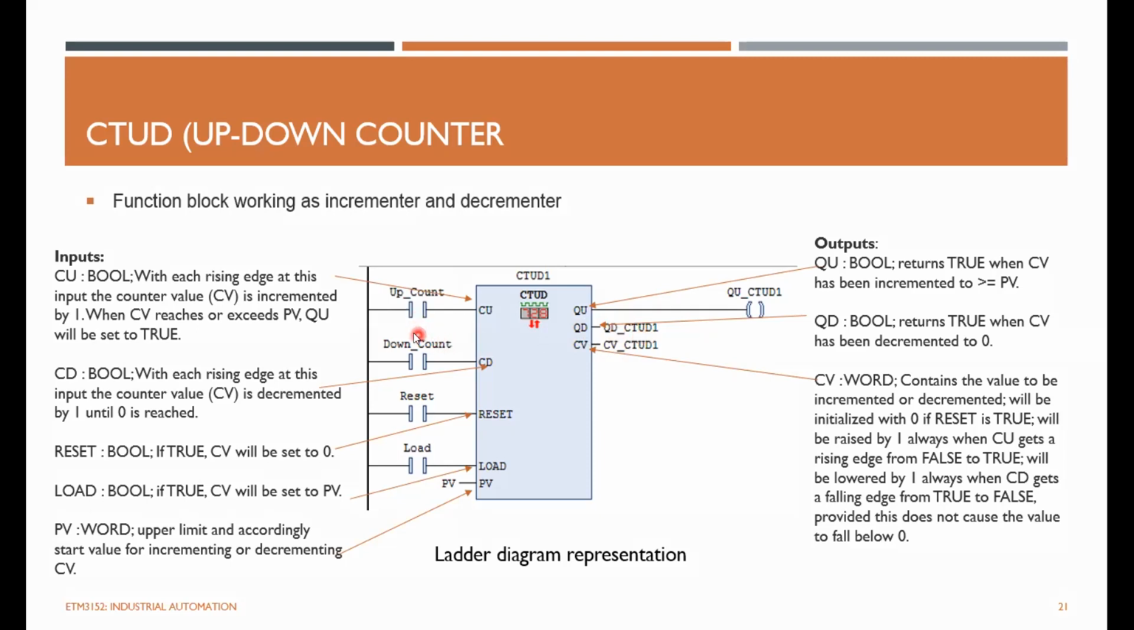You also have several inputs. For up counting, you can just use this up count trigger. Whenever you make a positive edge pulse here, the current value will be incremented. This is the current value. And if you press this down count trigger, the current value will be decremented, right?